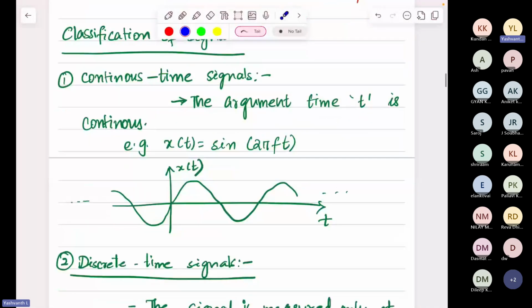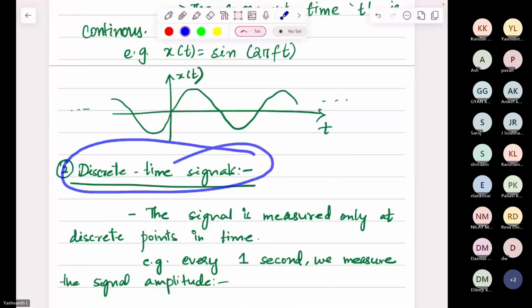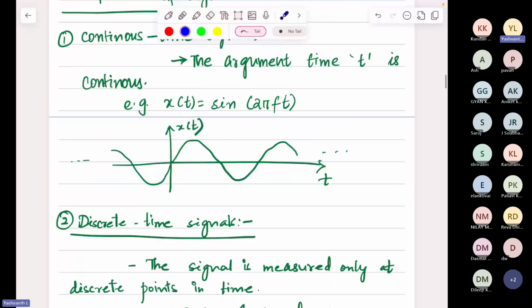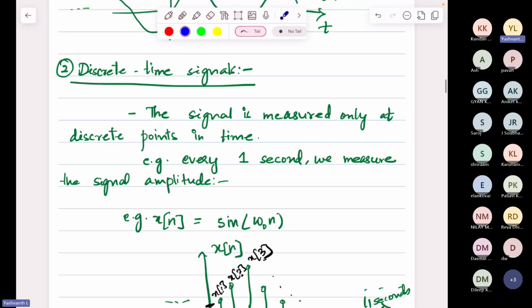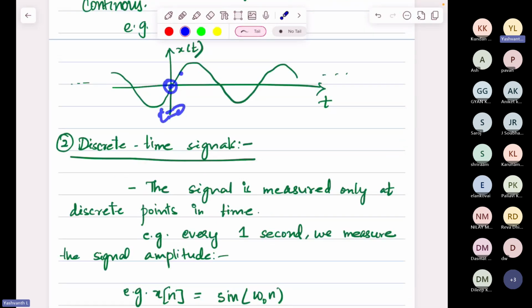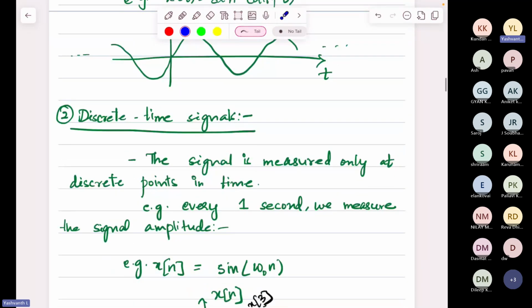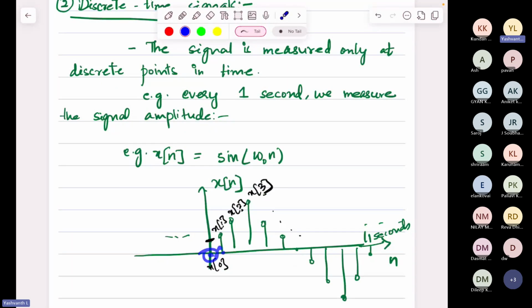The second type of signal is called a discrete time signal. If you know what a continuous time signal is, a discrete time signal should be clear. In a discrete time signal, the signal is measured only at discrete points in time. I will not say I will measure the signal at t equal to 0, then t equal to 0.5. No, I will only measure the signal at discrete times, for example at t equal to 0, 1, 2, 3, and so on. Only at specific time instances I will measure the signal values. Those types of signals are called discrete time signals.